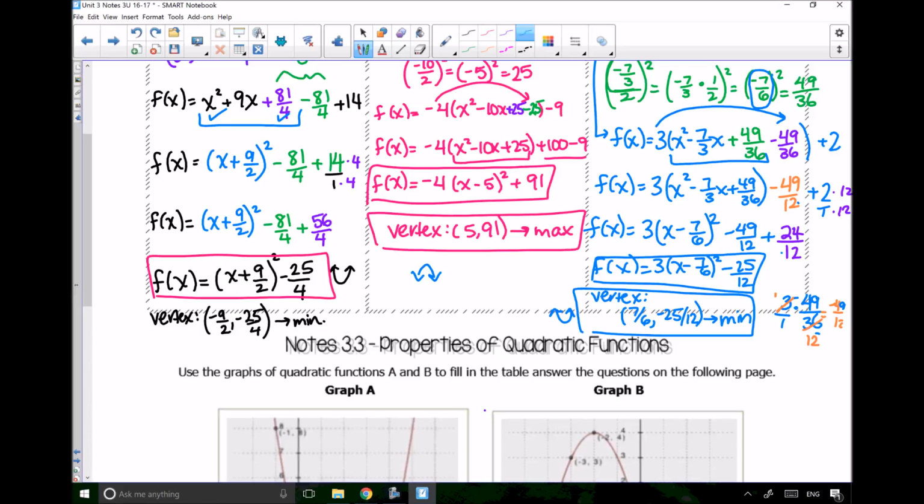Now, one last thing. In this example here, if you wanted to use decimals, that's okay because this is a terminating decimal. But when you have a repeating decimal, you need to keep it in fractions so you have the most accurate final answer. Okay?